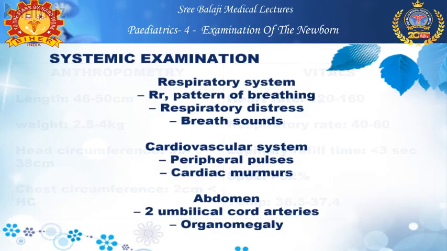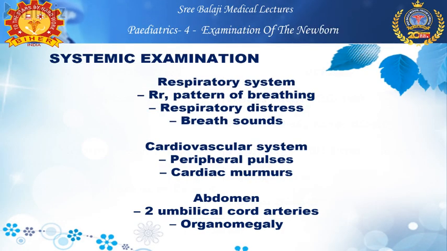Next we will go on to the systemic examination. To start with the respiratory system, you have to look at the pattern of breathing. Most of the time it is abdominal thoracic. The abdominal movement will be seen obviously, and already we have recorded the respiratory rate. Is the baby having any respiratory distress or chest retraction or any sounds like grunting? Also auscultate the breath sounds.